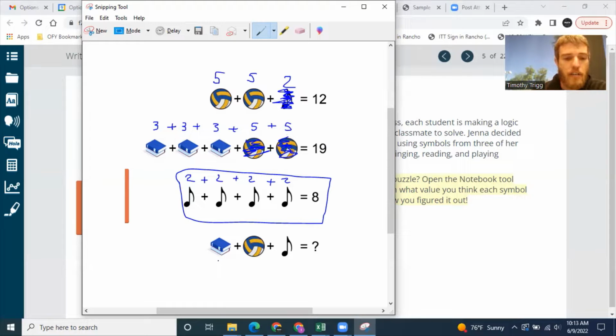So now we can solve this last one. We know the book is 3, volleyball is 5, 8th note is 2, so this equals 10.